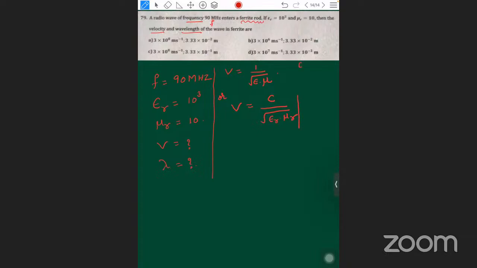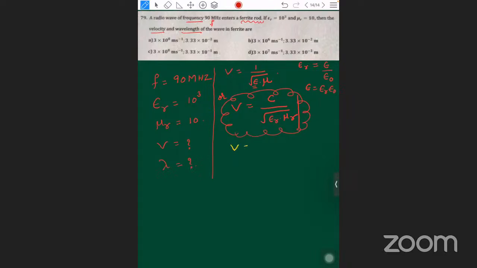You know that epsilon r is epsilon divided by epsilon naught. So on substituting for epsilon as epsilon r into epsilon naught, finally you are going to get V is equal to c divided by root of epsilon r into mu r.